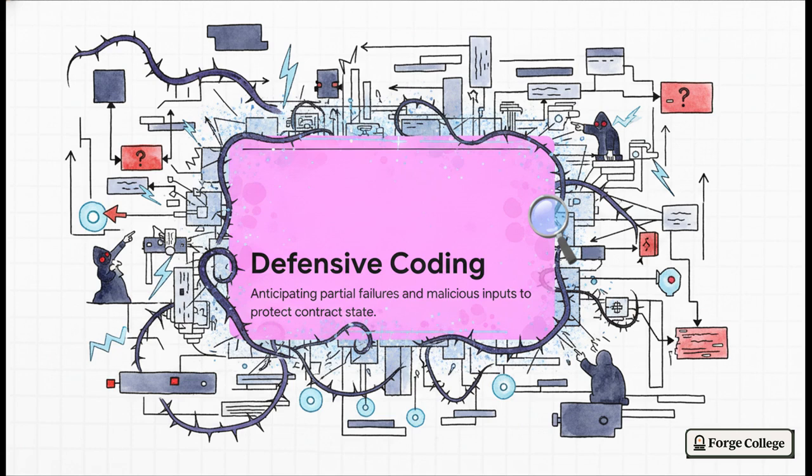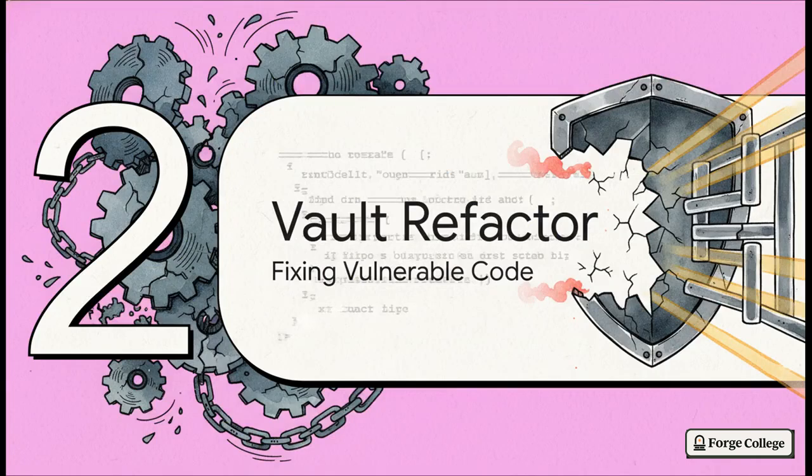We have to expect adversarial sequencing, which basically means attackers are going to try to call your functions in an order you never intended, just to see what explodes. And we literally must assume all inputs are malicious until proven otherwise. You're no longer just writing code to make things work, you are writing code to prevent it from being exploited by someone whose full-time job is breaking your stuff. Moving right into Section 2, the vault refactor.